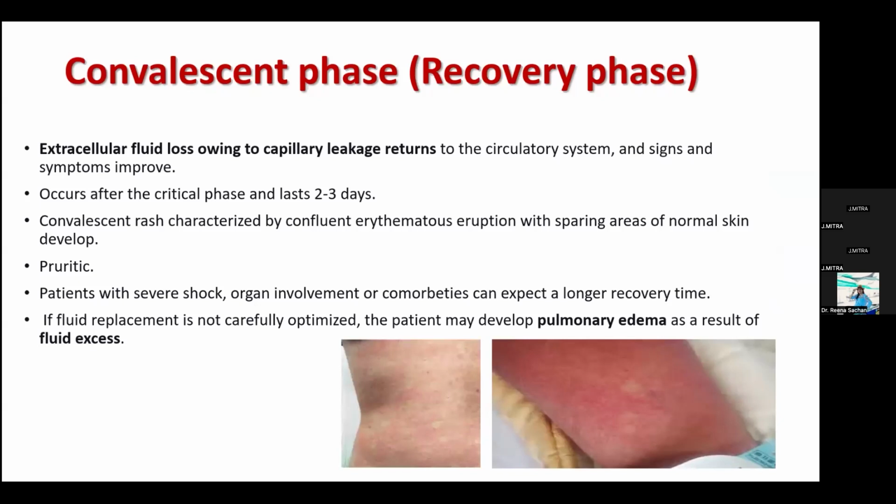Here, the convalescent rashes are seen, and these rashes become confluent with sparing areas of normal skin. The patient may present with itching, so lots of pruritus; the patient is complaining of pruritus. Patients with severe shock, organ involvement or comorbidities can take a longer time to recover. So the recovery phase can be seen lasting a long time.